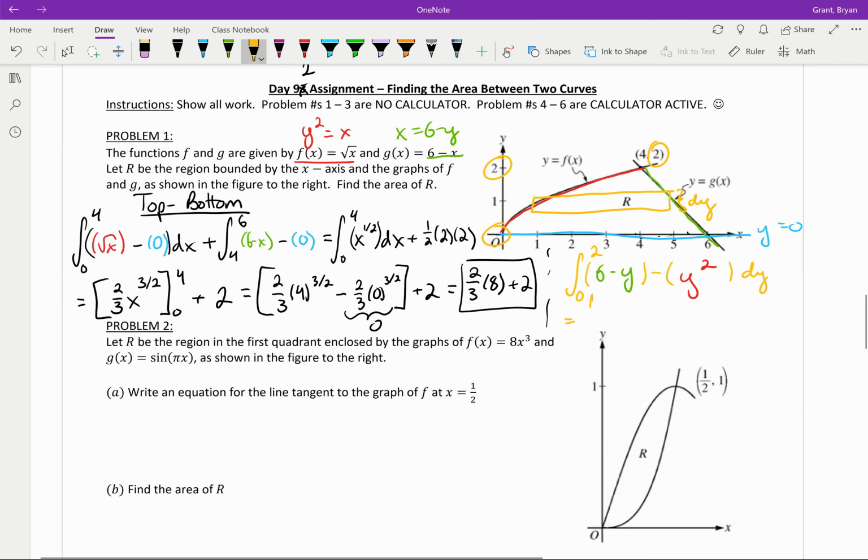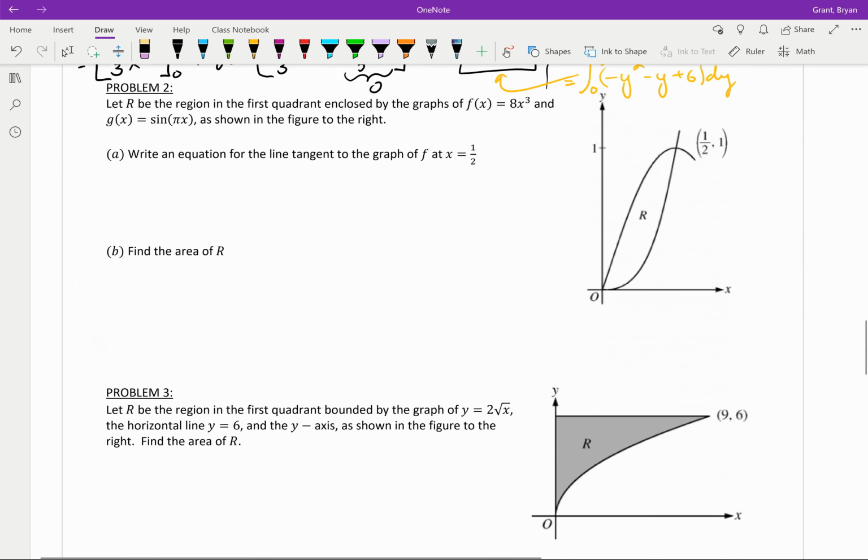So really, if you just do the antiderivative of negative y squared minus y plus 6, and then plug in 0 and 2, you should get this exact same answer. So honestly, this way is probably faster, and that's just for you to realize that you should stay on your toes and remember that there's often more than one way to do a problem.